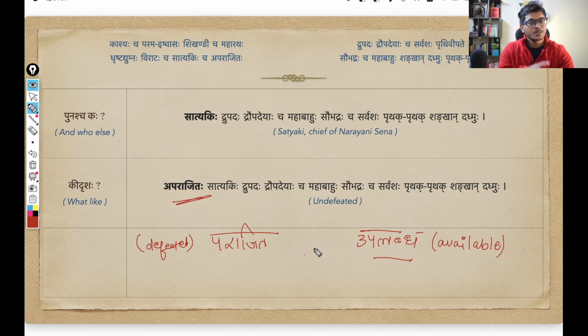Okay, so the difference is maybe quite obvious already, that all the words that start with a consonant, like Parajit, which starts with the consonant pa, in order to negate its meaning, we simply add an a.